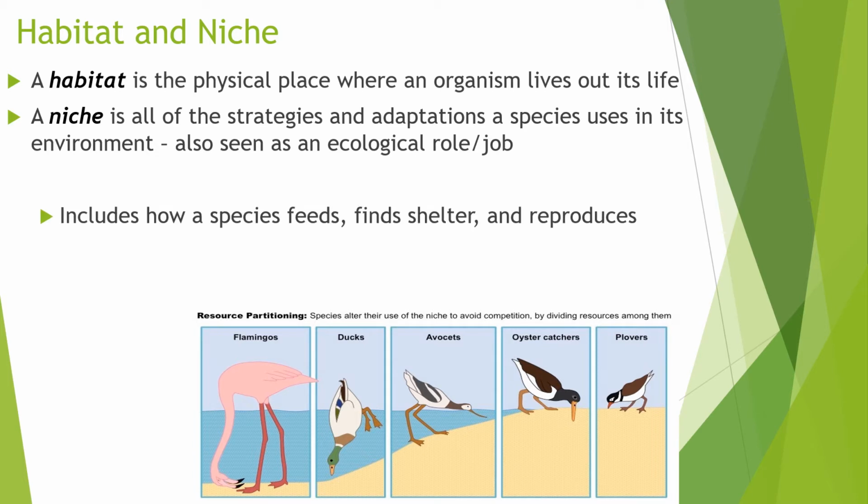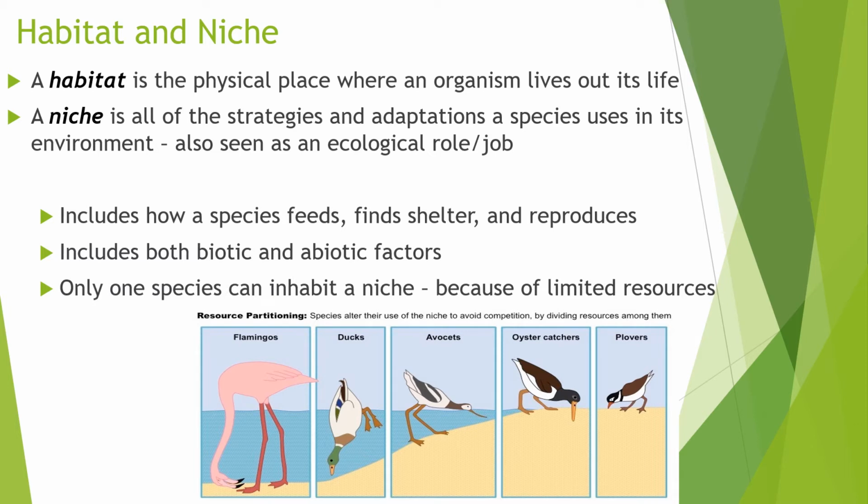Some specifics with niche: it includes how a species feeds, finds shelter, and reproduces. It includes both biotic, which means living, and abiotic, which means non-living factors. And also, only one species can inhabit a niche because of limited resources. So if two species only hunted the same animal, well, they're going to end up competing with each other. So they need to actually fall into their own niche. So they only eat that kind of animal at certain times of year, or they also happen to eat other animals as backup foods, things like that.